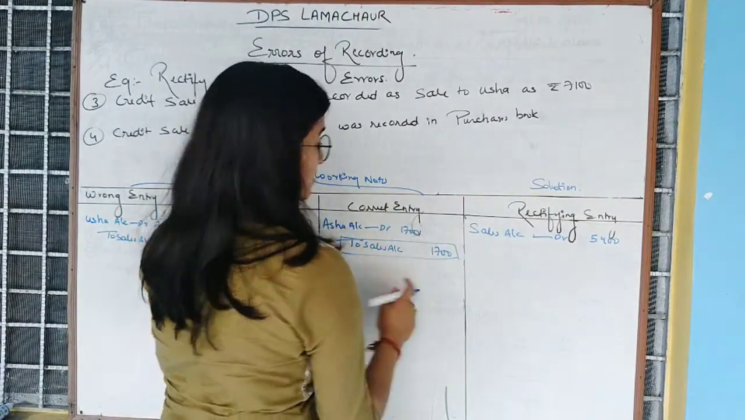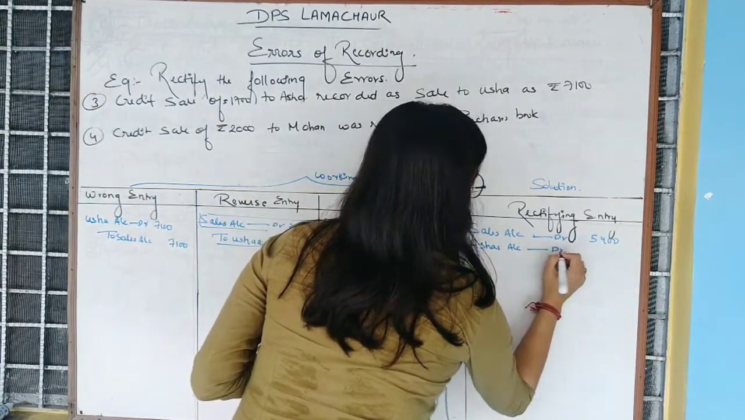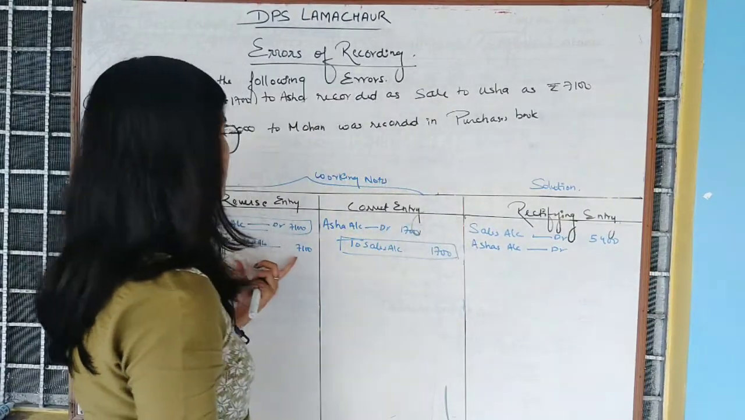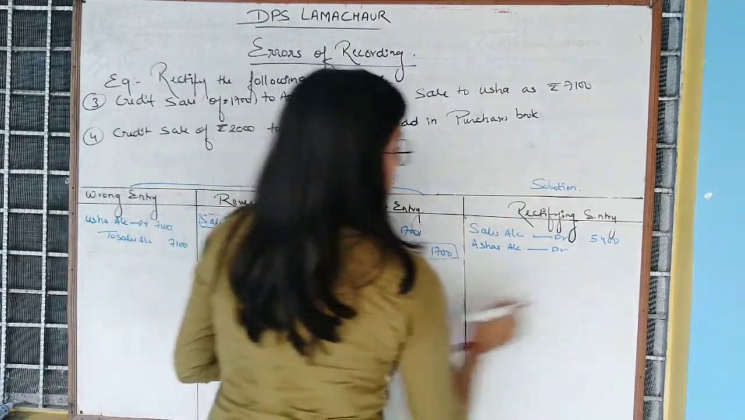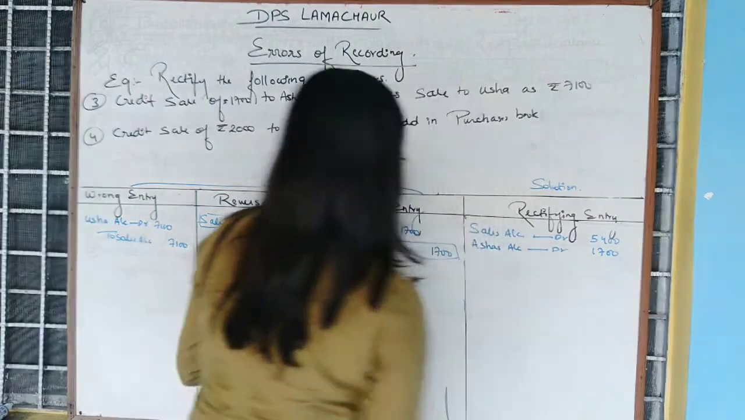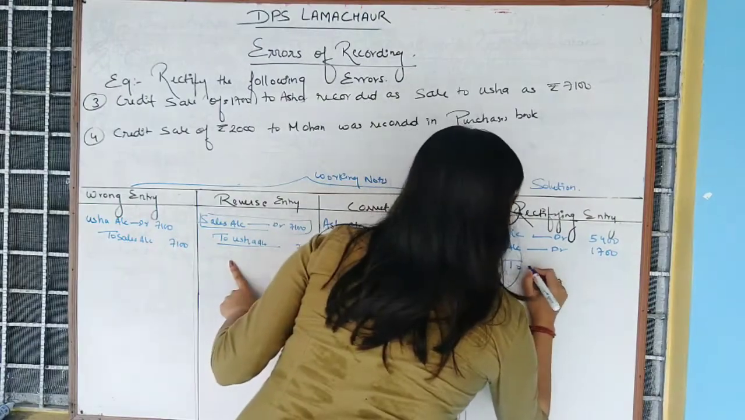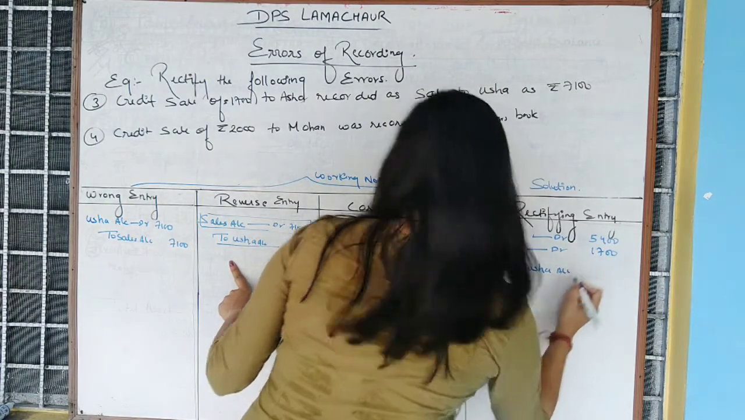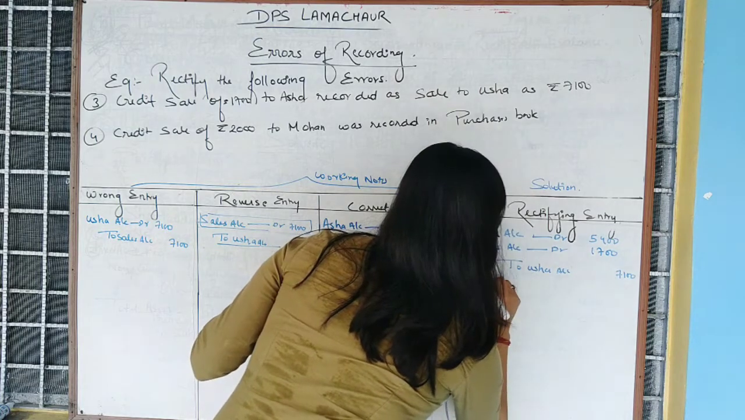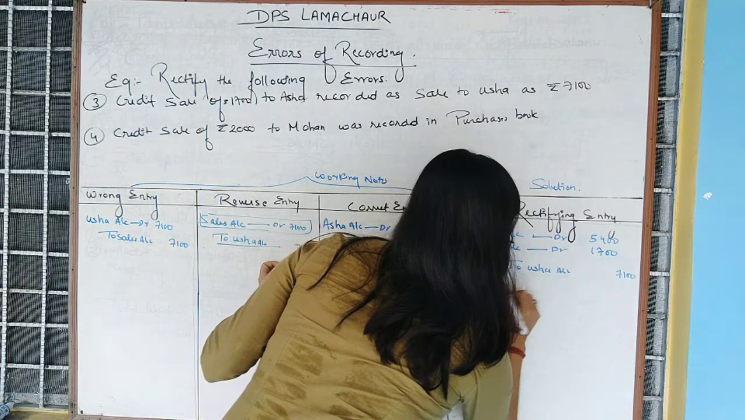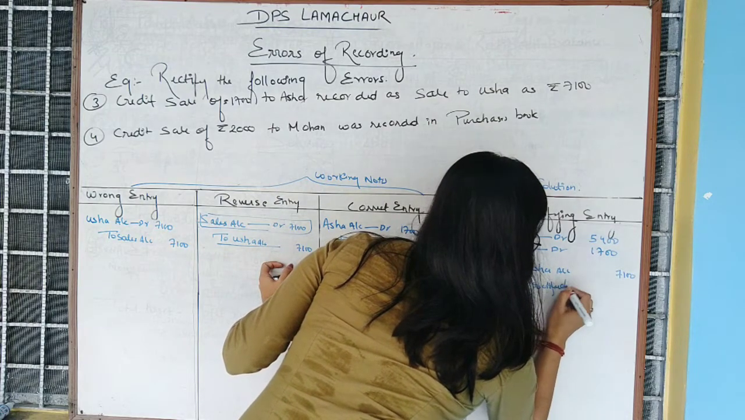Next, Asha's account is debited in correct entry. So to rectify this entry, we will debit Asha's account, because Asha's account was supposed to be debited as sale was made to Asha. So the amount will be 1700 to Asha's account, and the amount is 7100. Narration will be: being error rectified.